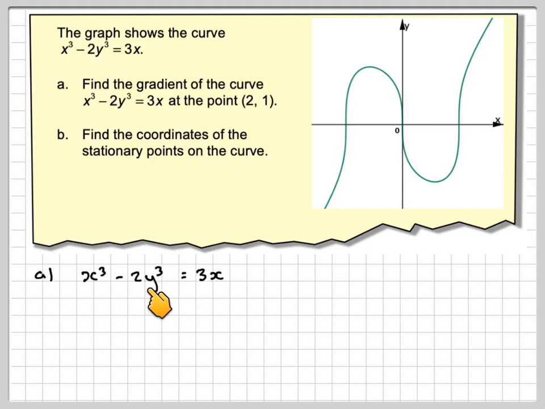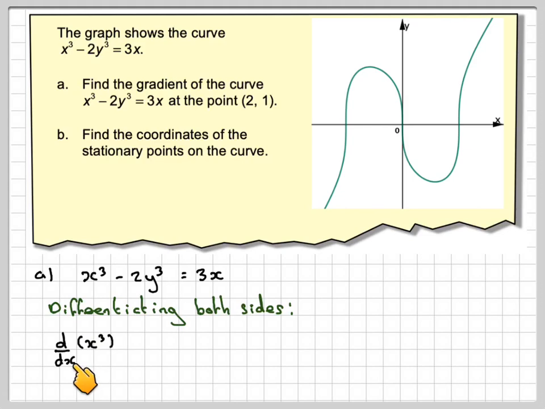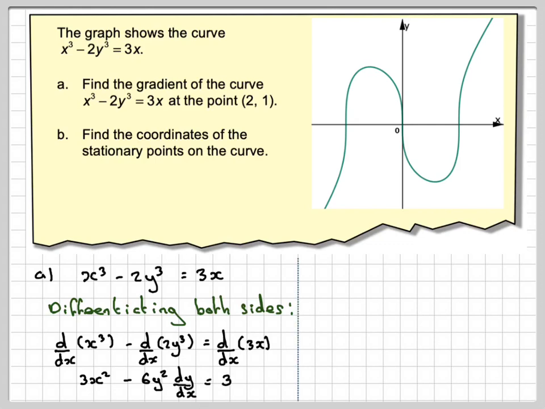So we've got x cubed minus 2y cubed is equal to 3x. So we have to differentiate both sides with respect to x. So we're doing implicit differentiation here. d/dx of x cubed minus d/dx of 2y cubed is equal to d/dx of 3x. That gives me 3x squared minus 6y squared, and then we have to put in a dy/dx, is equal to 3, the differential of 3x.